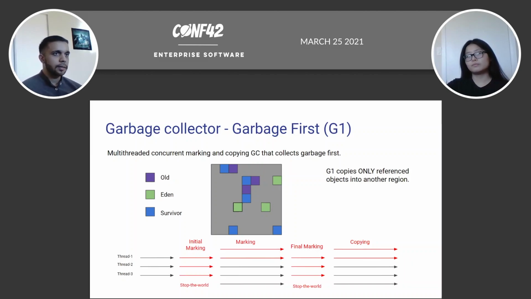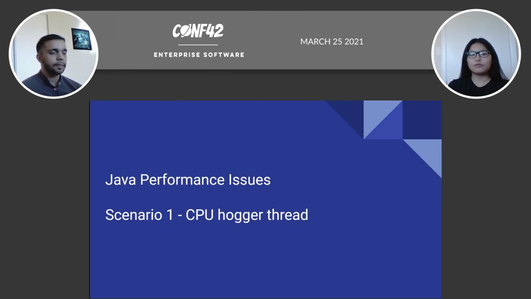application will run. So now that I've talked about the different implementations of the garbage collector, as well as how the JVM memory is divided, now we're going to look at some performance issues that we think are very common. So the first scenario that we're going to look into is when there's a thread that consumes more CPU compared to other threads in the same application.